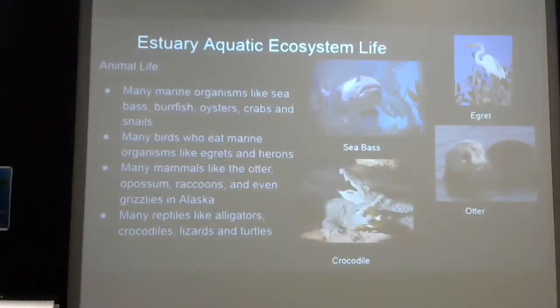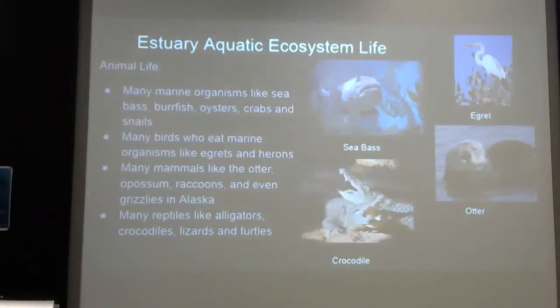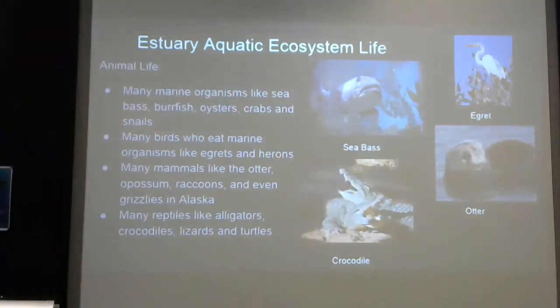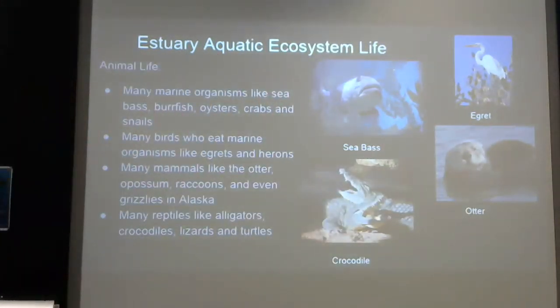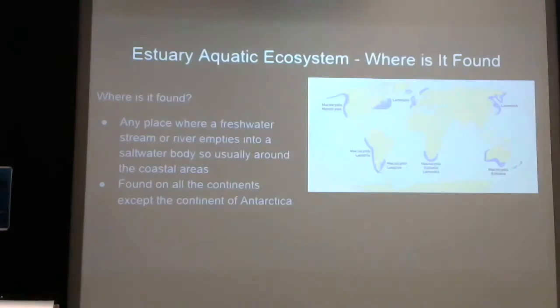And then what about animal life? There are many marine organisms like sea bass, the burrfish, oysters, crabs, and snails. Here you see a picture of a sea bass. There are many birds who eat marine organisms like egrets and herons. Here you see a picture of an egret. There are many mammals like otter, opossum, raccoons, and even grizzlies up in Alaska. Notice I included a picture of an otter right there. There are many reptiles like alligators, crocodiles, lizards, and turtles. And notice I've got some pictures of some crocodiles that you see.